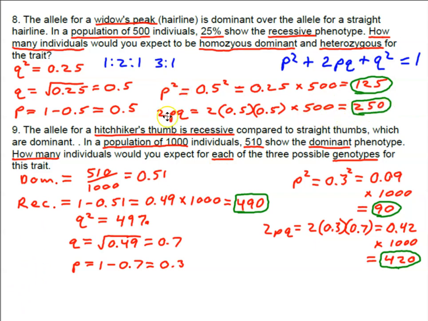Now, we're not asked how many homozygous recessives there would be, but I'm sure you can see that from the numbers we have here out of 500. It would be 125. Because the allele frequencies are both 0.5 for the dominant allele and the recessive allele, we end up with what you would predict from a Punnett square in this situation, a 1 to 2 to 1 genotypic ratio and a 3 to 1 phenotypic ratio.